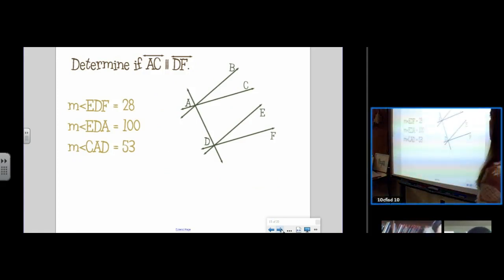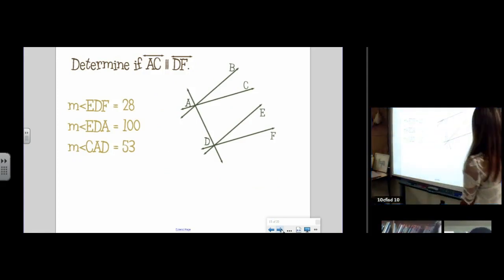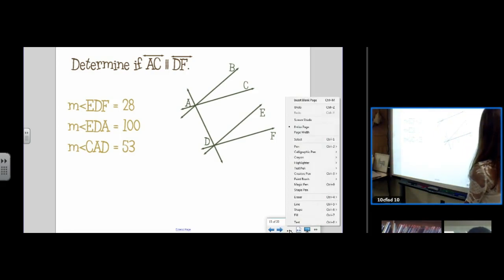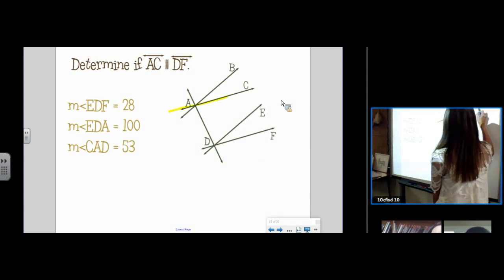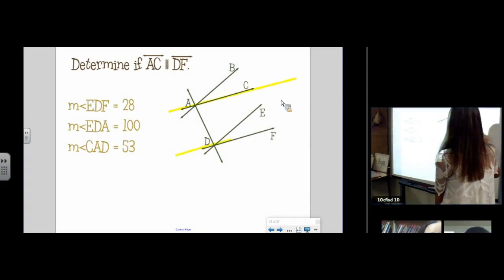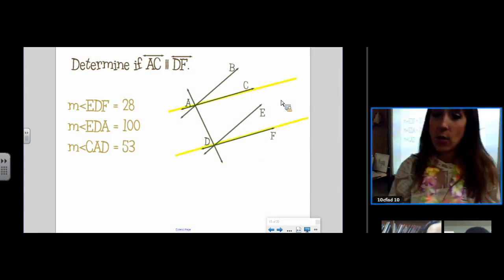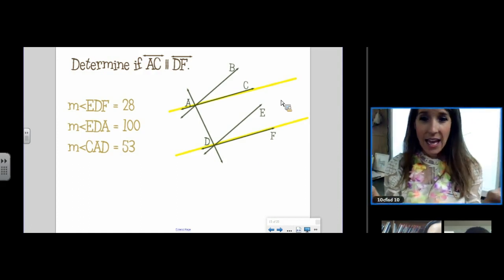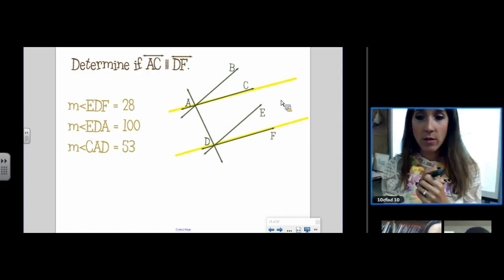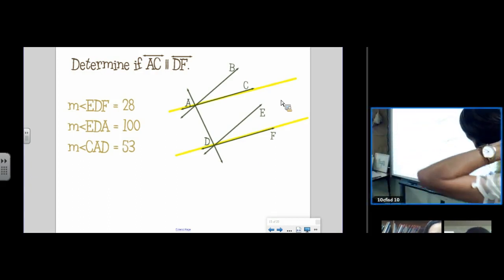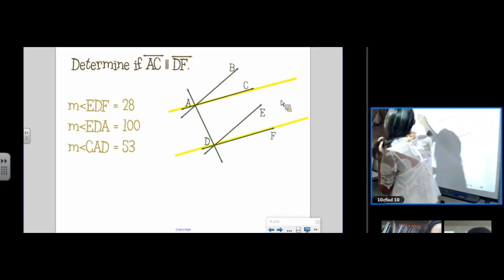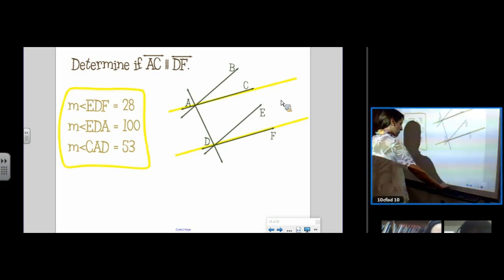Determine if AC is parallel to DF. So if I were the student and this were like a quiz going in the grade book, I would highlight the lines in question. Okay, these are the lines in question. Is AC parallel to DF? We don't know yet. We don't assume it. Okay, so we're going to look at all of our information and mark it on our picture.